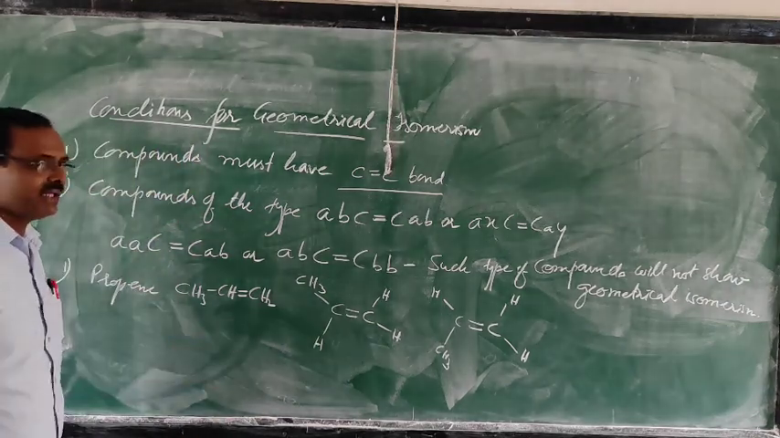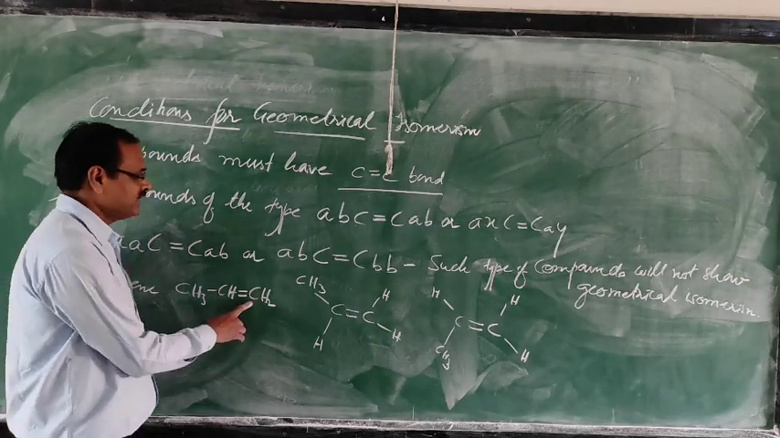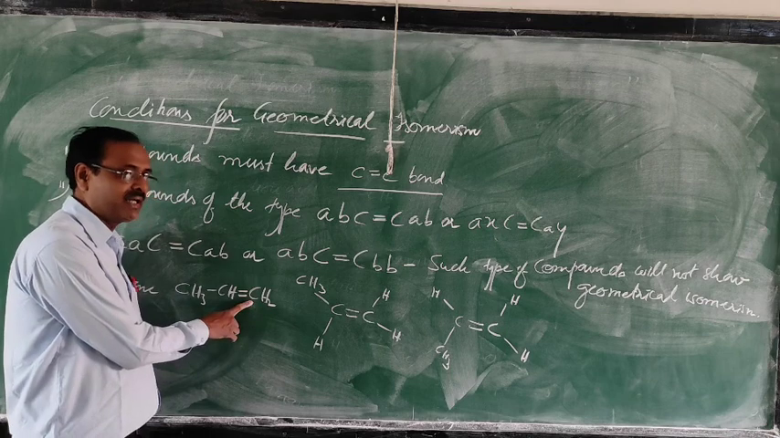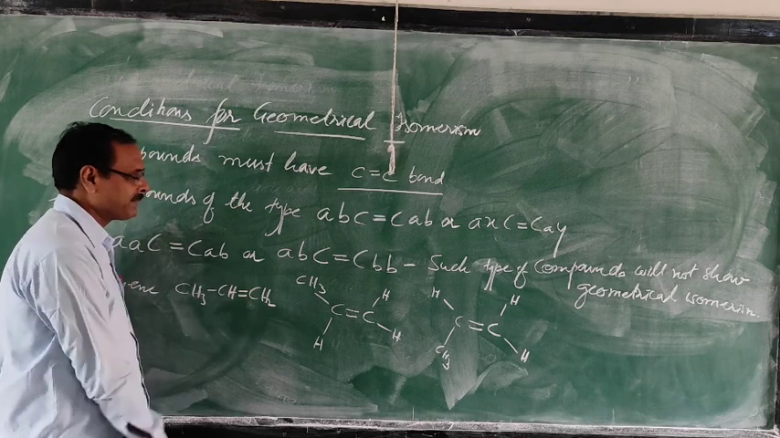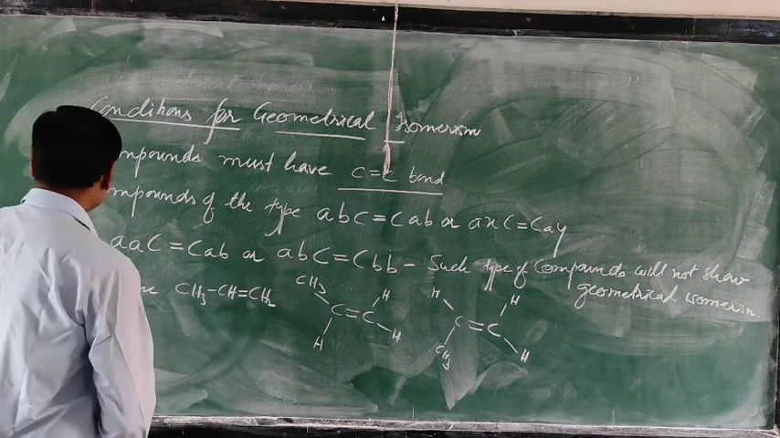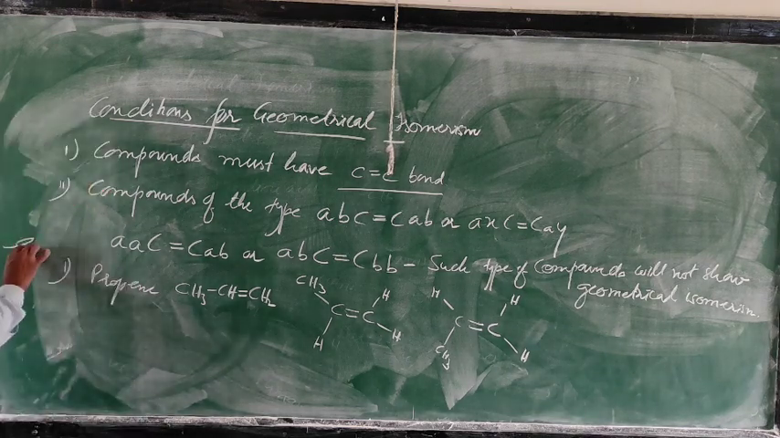So in such a compound, geometrical isomerism is not possible. So for geometrical isomerism, it is necessary that the atoms or groups bonded to the carbon-carbon double bond must be different. Now one more example that you can take, but-1-ene. This is the first example.